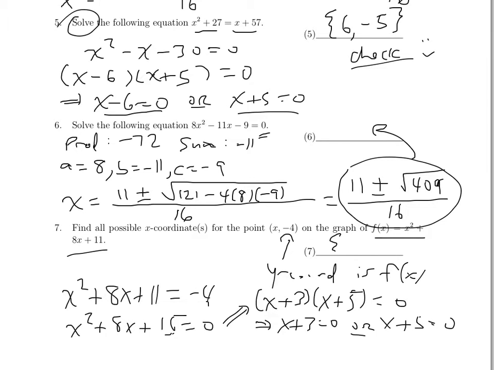And so my two solutions, I'm trying to find possible x-coordinates. It doesn't want the point. It wants just the x-coordinates. So the possible x-coordinates are -3 and -5.